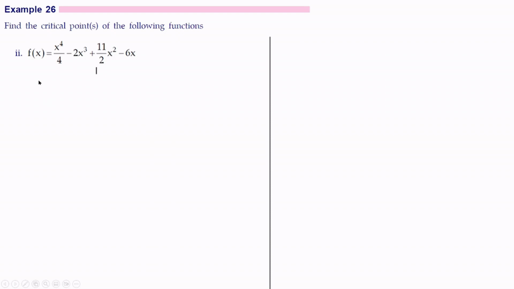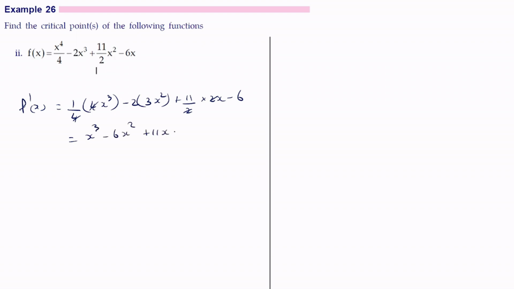Next question, f of x is equal to x raised to 4 by 4 minus 2x cube plus 11 by 2 x square minus 6x. So we have to find the critical points for this function. First let us find f dash of x. F dash of x is 1 by 4 into 4x cube minus 2 into 3x square plus 11 by 2 into 2x minus 6. So this is x cube minus 6x square plus 11x minus 6. This is equal to 0.